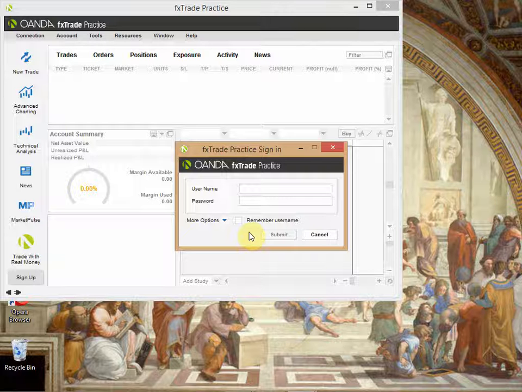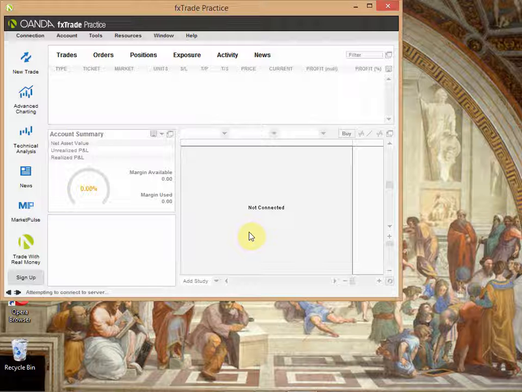So once you do that, you get a desktop icon. You click on it, you get this kind of pop-up. This is where you enter your username and password. Obviously, you have to be connected to the internet. That goes without saying. And then I'll show you what to do in terms of account setup.